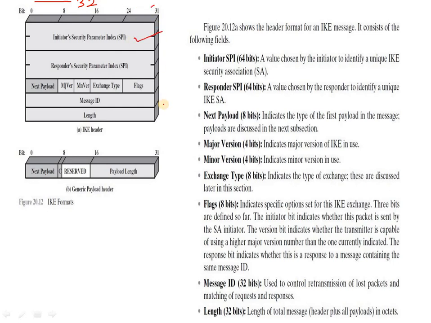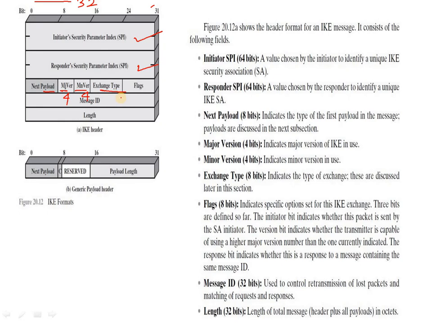So we know that SPI. This is the responder's security parameter index. Next payload. This is major version, this is minor version. MJVER is major version, which is of 4 bits. Minor version is also 4 bits. Major version is used in the IKE. Minor version is also used. So 4 bits are given to each.